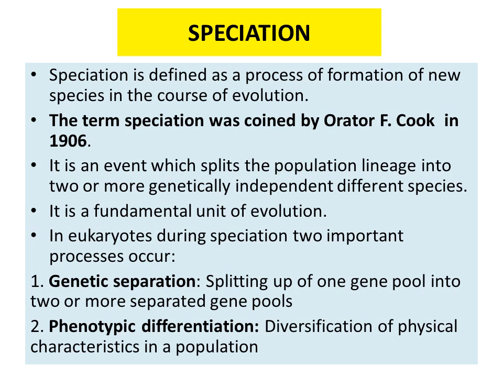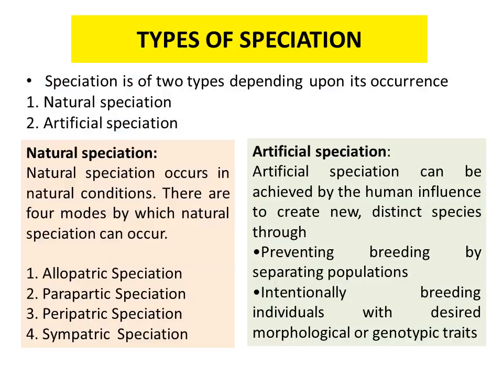Species is the fundamental unit of evolution, and in eukaryotes, during speciation, two important processes occur. Number one, genetic separation, that is, one gene pool splits into two. Number two, phenotypic differentiation, that is, diversification of physical characteristics in the population.